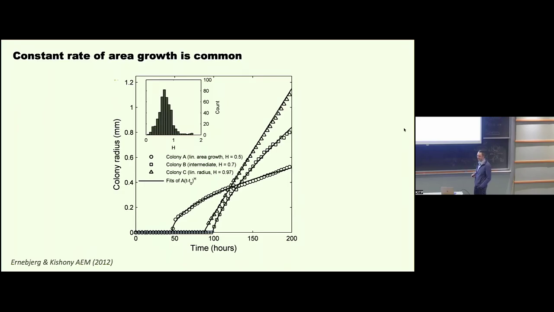The change is the expansion of the radius. You're talking about like 0.5 millimeter in a couple hundred hours. What kind of bugs are these, do you know? Oh, it's soil, natural soil isolates. Soil isolates, natural? So it's up to 500 different organisms. It's not lab strains.